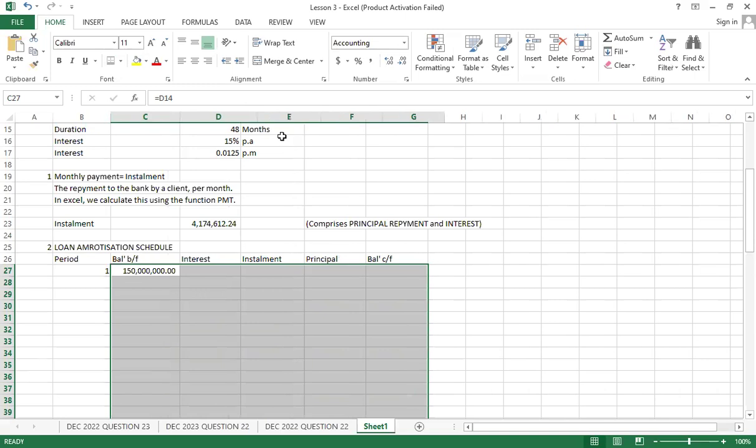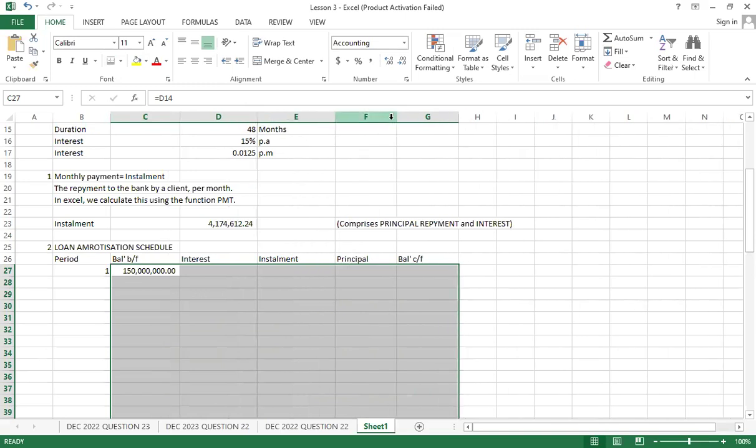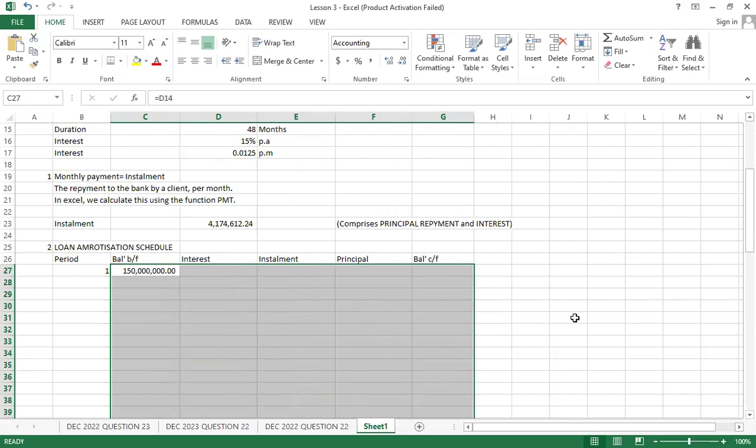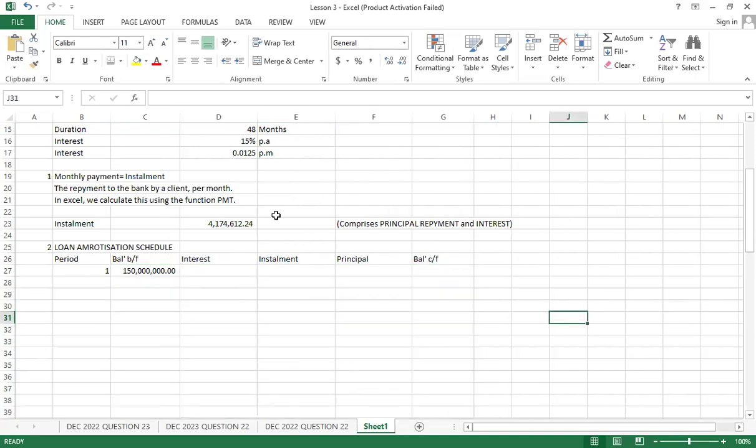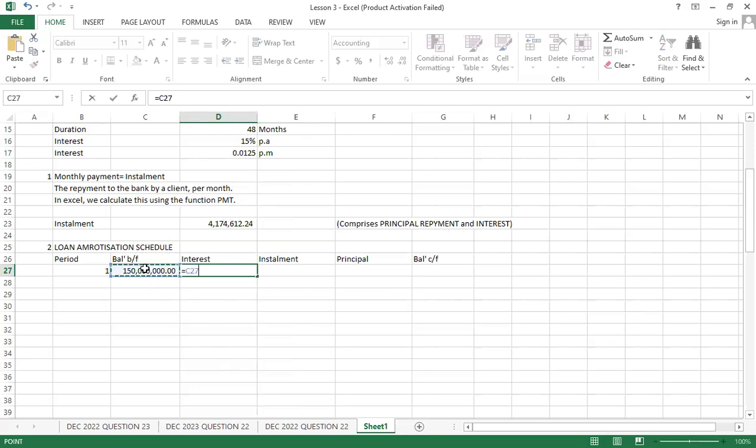So 150 million shillings. And then this is followed by what? This is followed by the interest for month 1. And how do I get the interest for month 1? I say that equals this brought forward balance times the interest rate for month 1, that interest rate per month. So the interest for the first month is about 1.8 million.